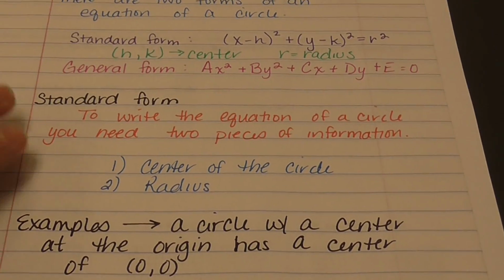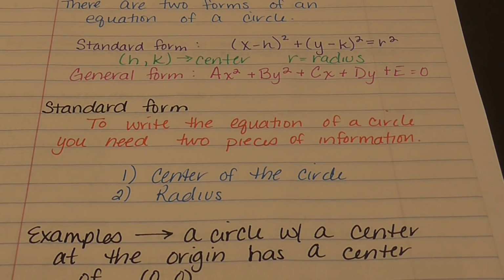So first thing we've got to do is look at standard form. When it's in standard form, or if you want to put it in standard form, and you have the circle, all you need is where the center is and what the radius is. Those are the only two things that you need.